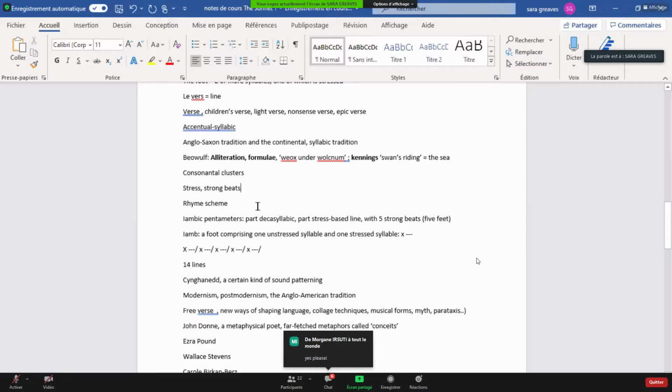We've mentioned, so the iambic pentameter then is part decasyllabic, part stress-based, with 5 strong beats. That's the point. And what you get, in fact, not just in sonnet writing, but in English poetry generally, is sort of moving towards one direction or the other.